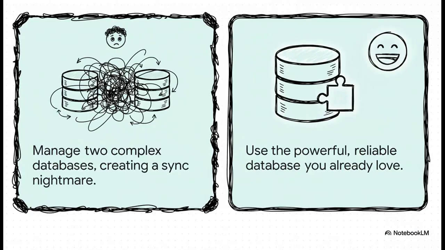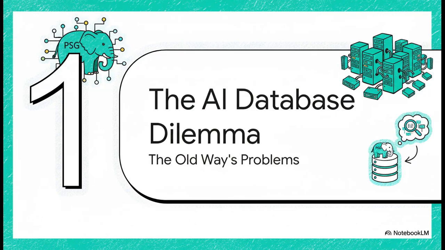At the end of the day, it really boils down to this fundamental choice. For a while, it seemed like the only way forward was to bolt on a completely separate, super specialized vector database. But now, there's a different path. A path where you enhance the powerful, reliable database that millions of us already know and trust. Let's dig into that old way a little more because it creates a very real dilemma for development teams, especially for those of us who have built our entire world around the rock-solid stability of Postgres.